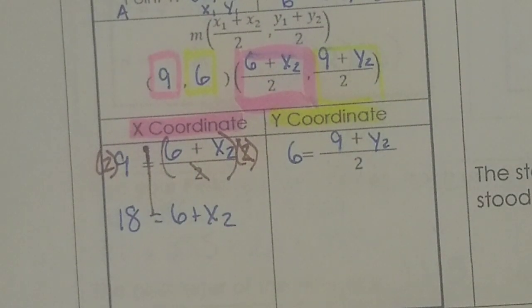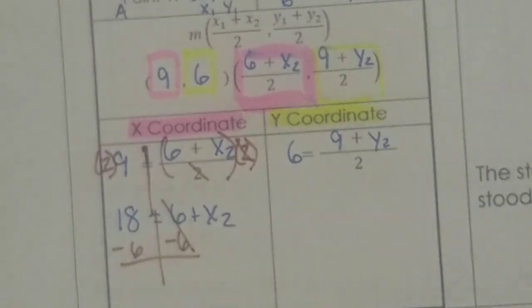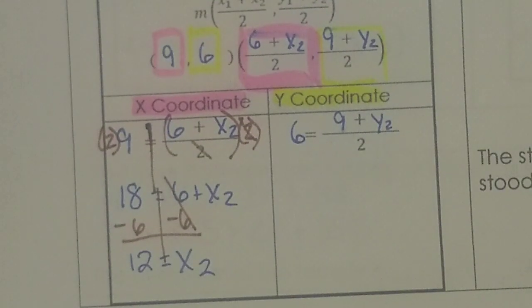So now I just need to get x2 by itself. Well, 6 is positive. I can move it by subtracting because it is attached to the x2 by adding. 6 minus 6 cancels out. 18 minus 6 is 12. So x2, the x coordinate of my endpoint, is 12.